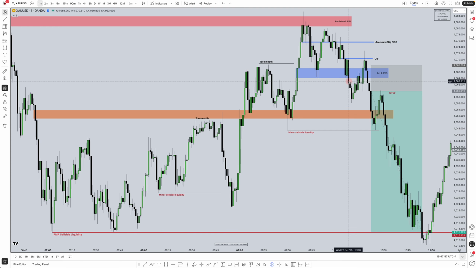Actually, I think I went short once we closed bearish here, but I canceled my trades again after closing above the first presented fair value gap. I didn't like that, and then after closing bearish again here below that candle's opening price, I went short again.